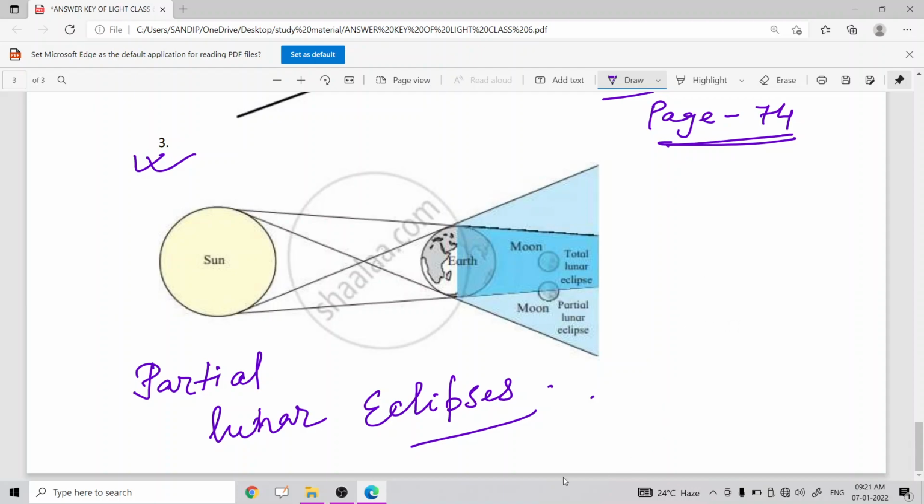So this is the end of today's class. In the next class we will discuss our next chapter and the last chapter, that is magnetism.